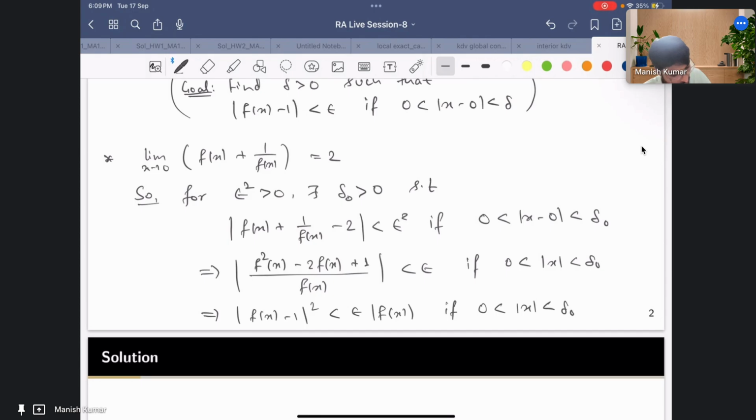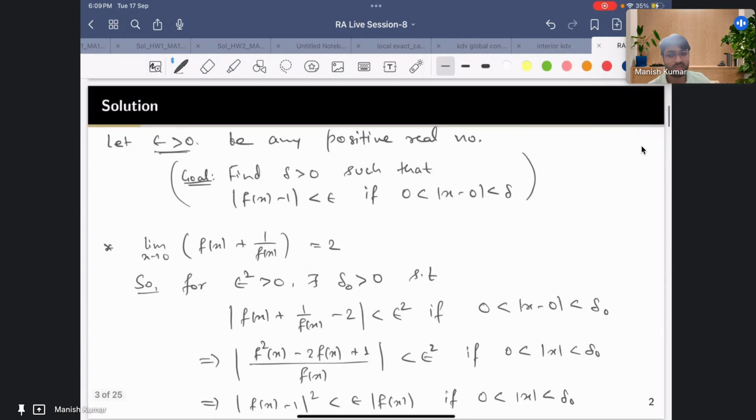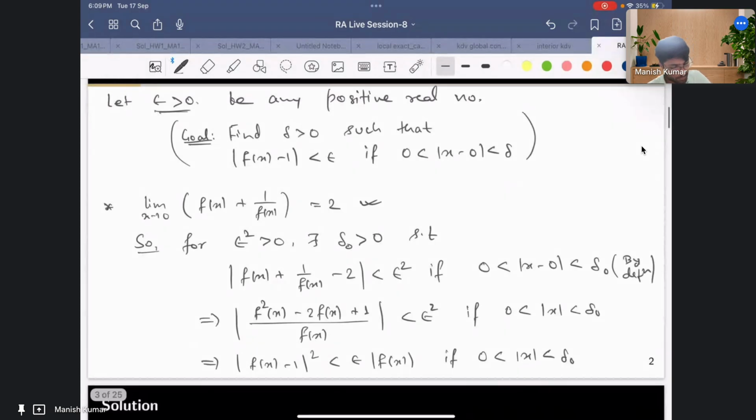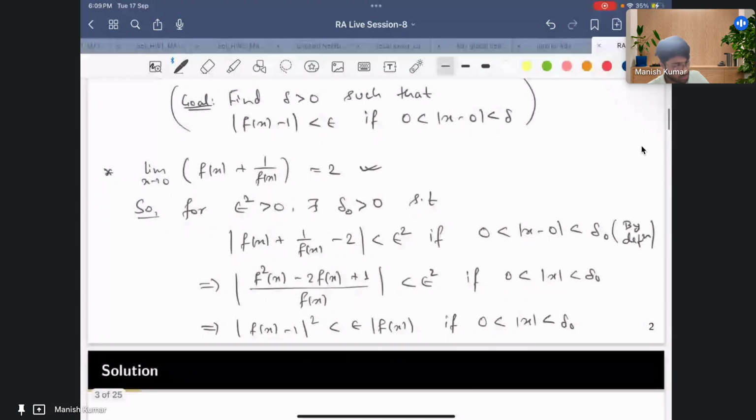See, this epsilon is something that we have chosen, and now I'm just using this condition, that limit. So I am choosing this epsilon square as my epsilon, because due to this I will get some delta naught. So this is by the definition of limit. Okay, so now we have reached till here.